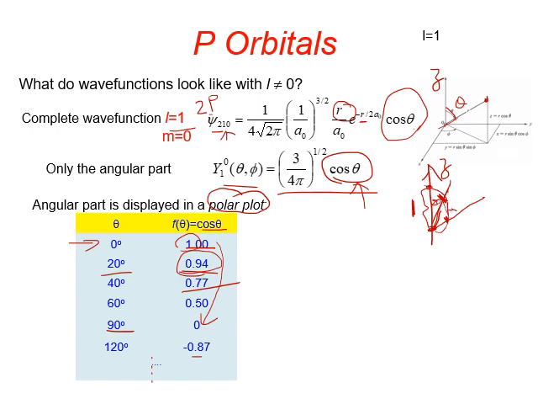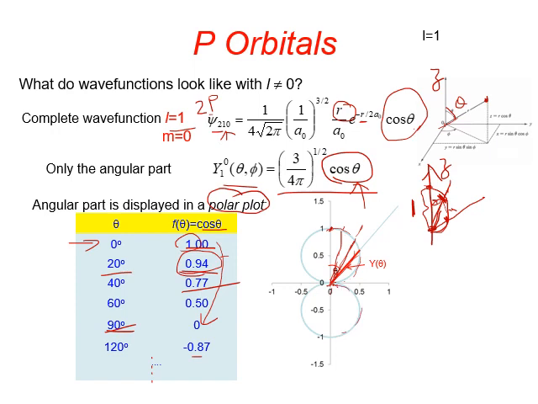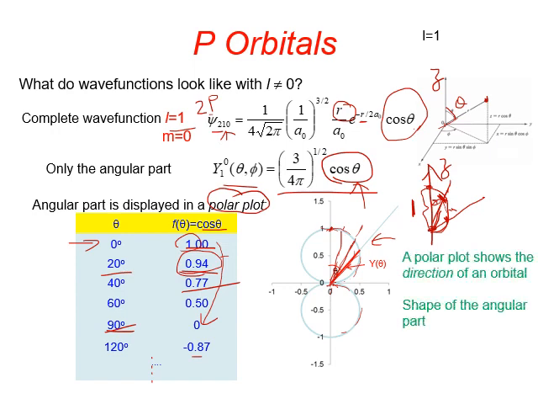So you just connect all these points, and that's how you get this one. So again, this is angle 0, and then 20 degrees, and the distance is the wave function. Then you change the angle, you measure the distance, you connect all the dots, and when the angle is above 90 degrees, it becomes negative. Connect together and you get this typical double dumbbell shape that you see in the textbook for 2p orbitals. So a polar plot shows the direction of the orbital, the shape of the angular part.